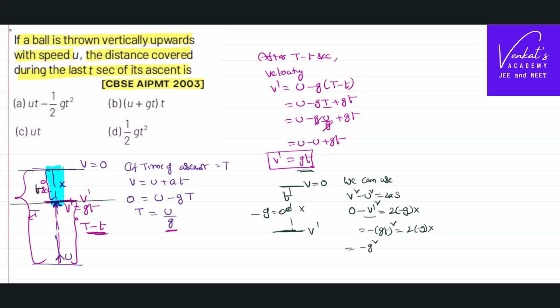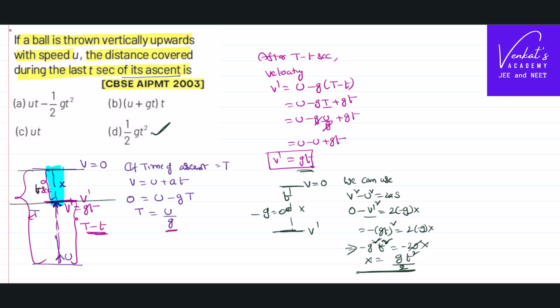So minus (gt) whole square equal to 2 into minus g into x. So minus g square t square equal to minus 2gx. Minus minus cancels, and one g also gets cancelled. So the value of x is g t square by 2. So in the last t seconds of ascent, it covers a distance of half g t square. That is the answer for the problem.